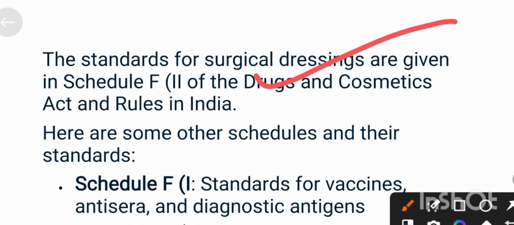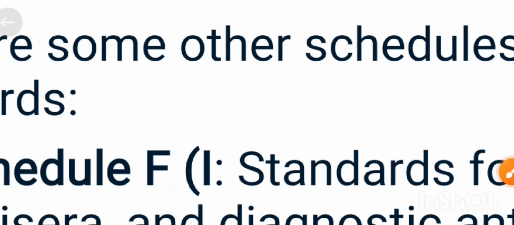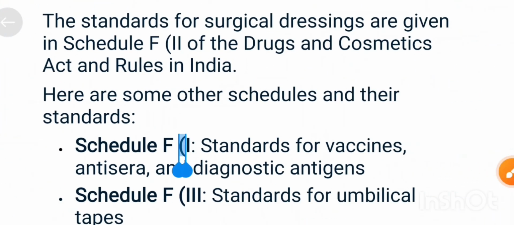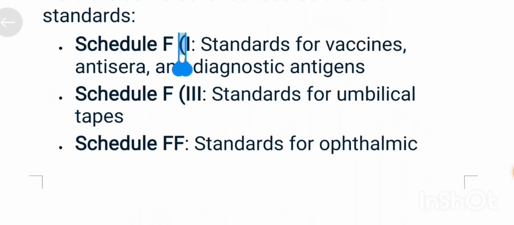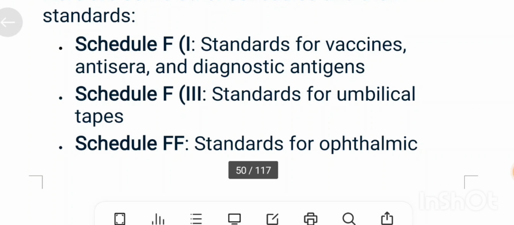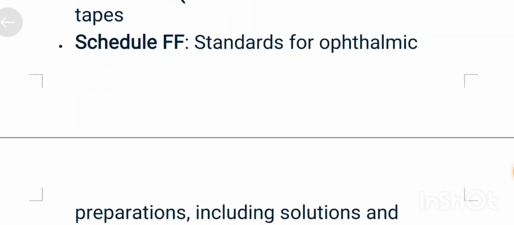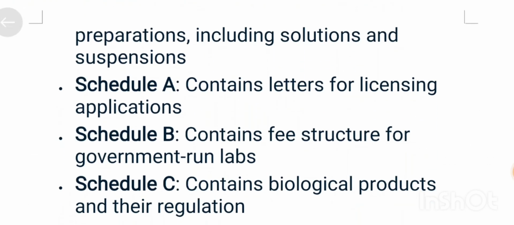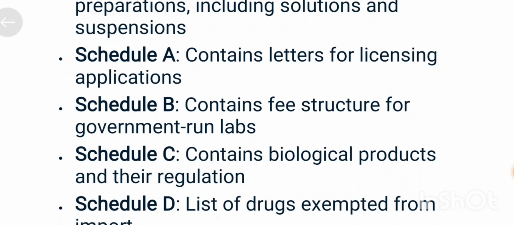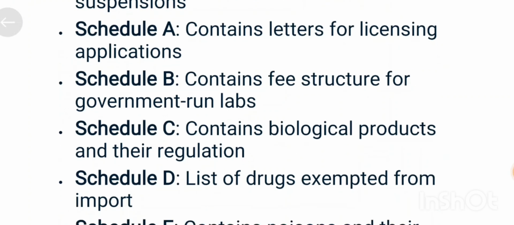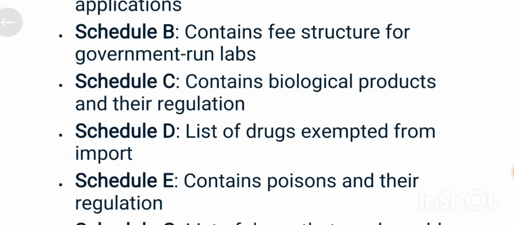Here are some other schedules and their standards. Schedule F1, standard for vaccines, antisera and diagnostic antigens. Schedule F3, standard for umbilical tapes. Schedule FF, standard for ophthalmic preparations including solutions and suspensions. Schedule A, contains letters for licensing applications. Schedule B, fee structure for government-run labs. Schedule C, biological products and their regulation.